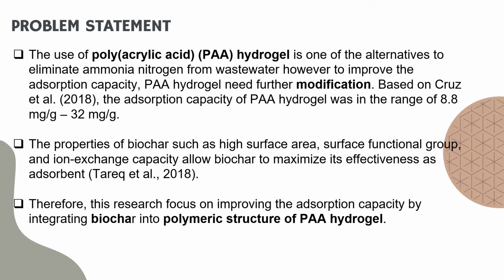Moving on to the problem statement, the use of polyacrylic acid hydrogel is one of the alternatives to eliminate ammonia nitrogen from wastewater. However, to improve the absorption capacity, PAA hydrogel needs further modification. Based on Cruise et al. 2018, the absorption capacity of PAA hydrogel was in the range of 8.8 to 32 mg per gram. The properties of biochar such as high surface area, surface functional groups, and ion exchange capacity allow biochar to maximize its effectiveness as an adsorbent. Therefore, this research focused on improving the absorption capacity by integrating biochar into the polymeric structure of the PAA hydrogel.